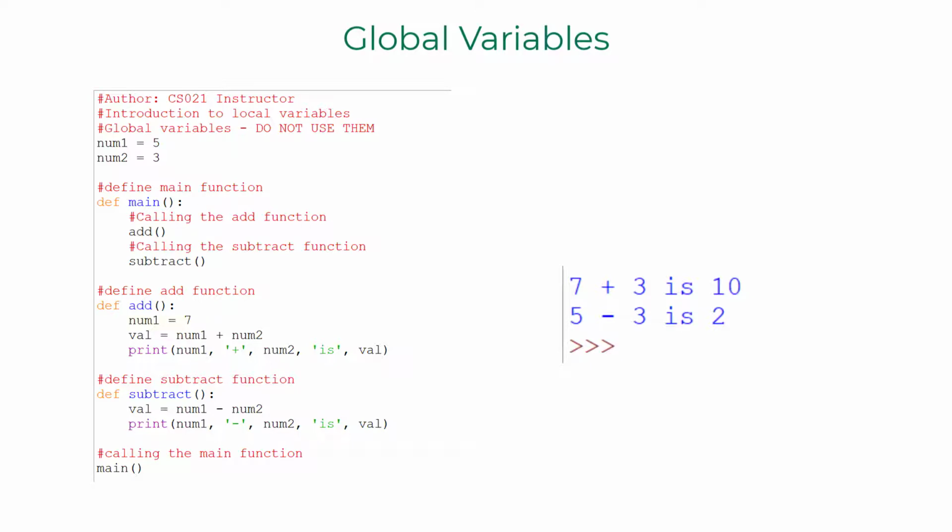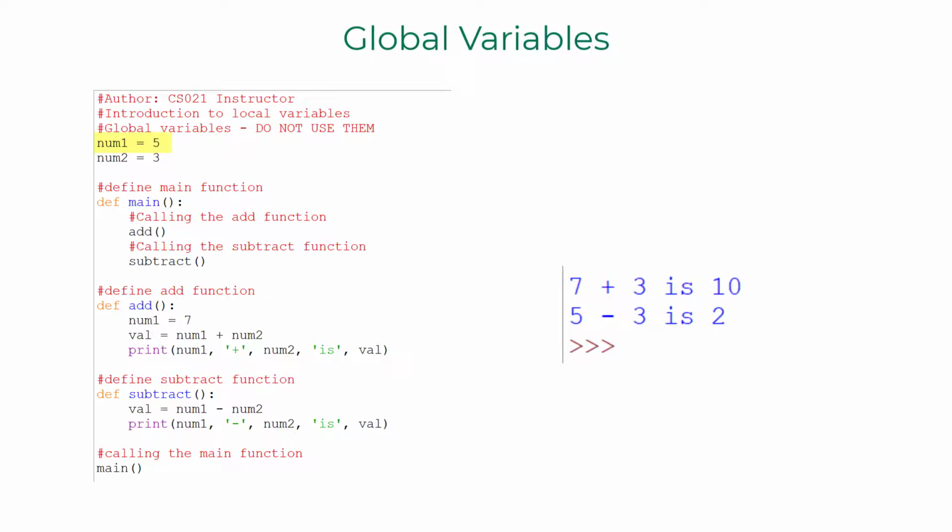Inside the add function, num1 variable got assigned with a value of 7. So it prints 7 plus 3 is 10. Because num1 is a global variable, the subtract function, when executed, should have printed 7 minus 3 is 4, but nope. Num1 still has the value 5.